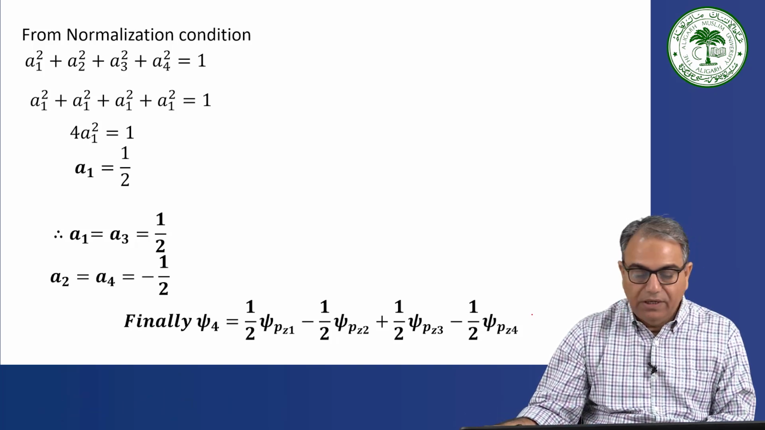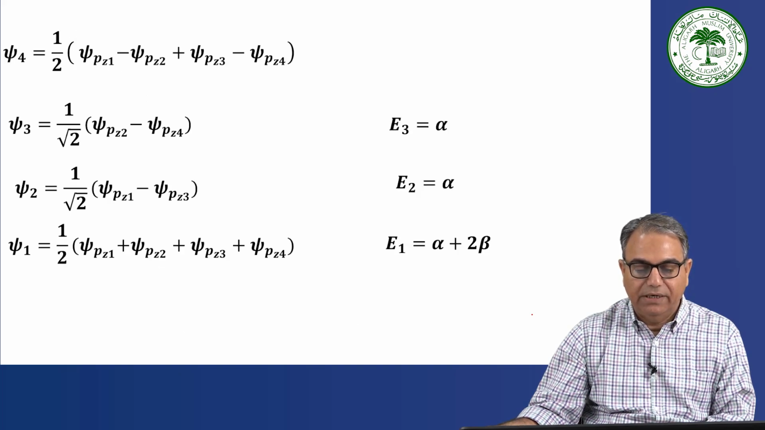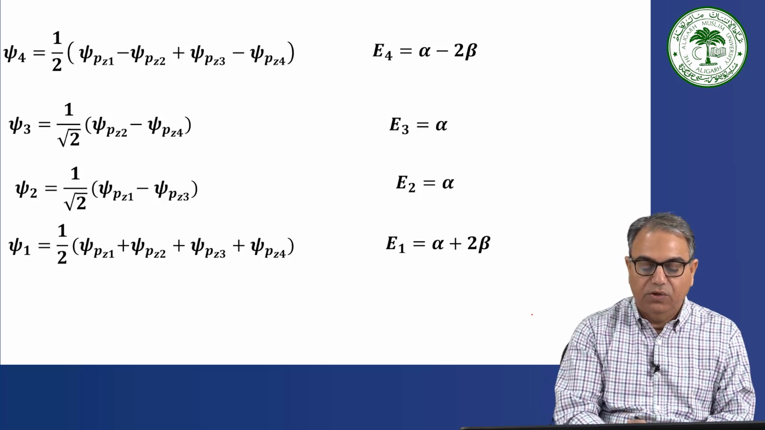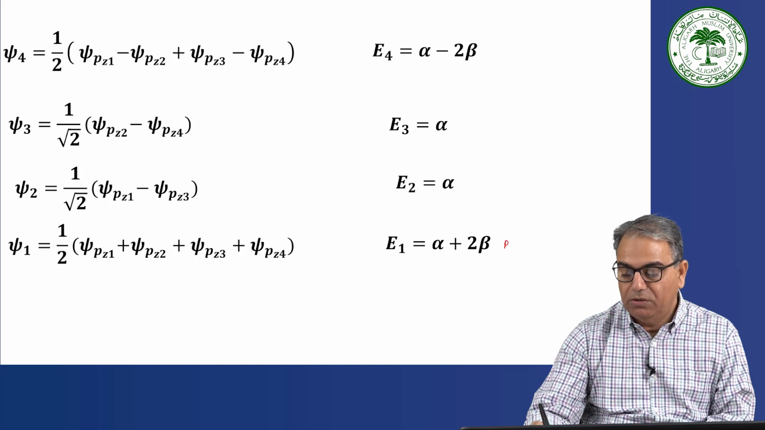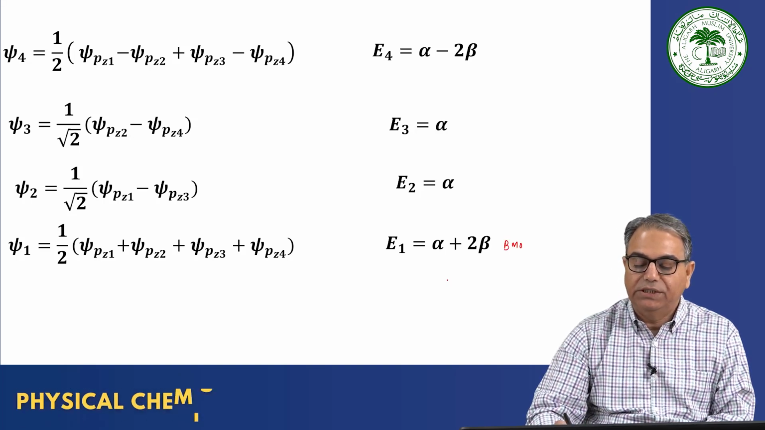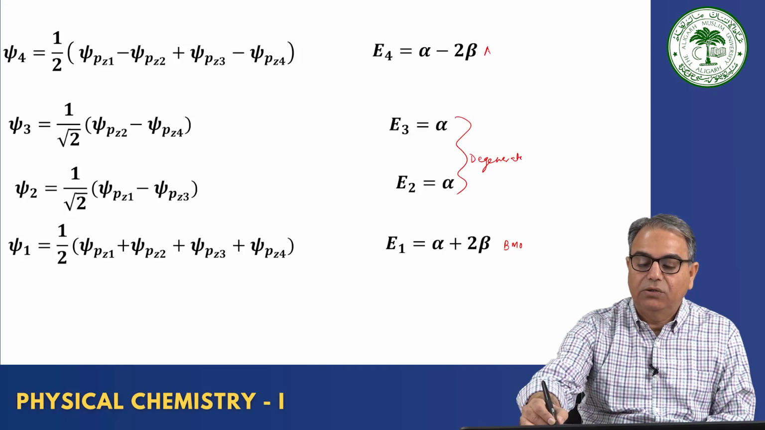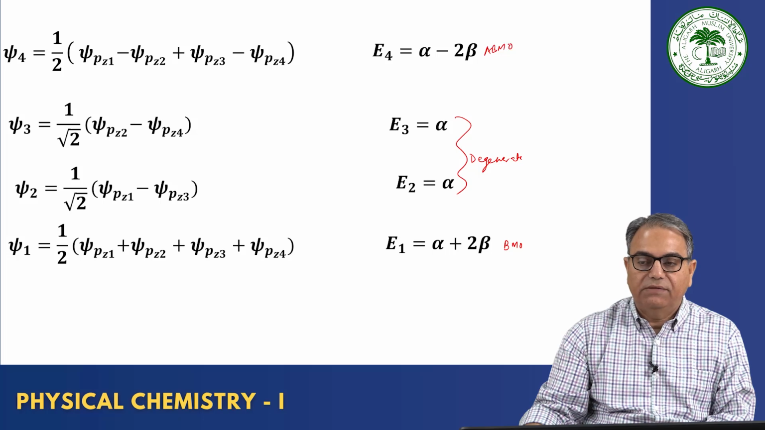Okay, now extending this, if you look at these energy values and eigenfunctions, these are the energy values. From the lowest one, energy is alpha plus 2 beta, this is your bonding molecular orbital. Then you have these two non-bonding molecular orbitals, which are degenerate. These are a degenerate set of orbitals, and this is your anti-bonding molecular orbital. Okay, so these 4 orbitals we got.